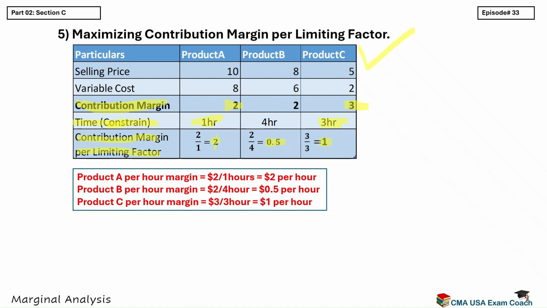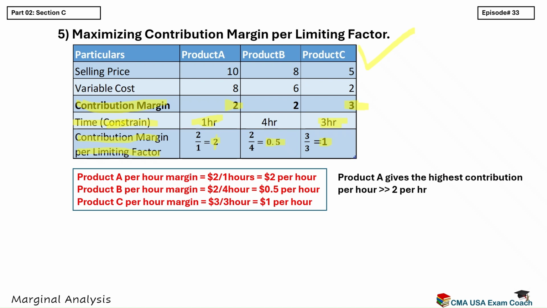Now we have a clear picture. Product A gives the highest contribution per hour, which is $2. Product C gives only $1, and Product B gives the lowest, just half a dollar per hour. So, when time is the limiting factor, the management should prioritize the product that gives the most profit per hour of production time, not the highest profit per unit.